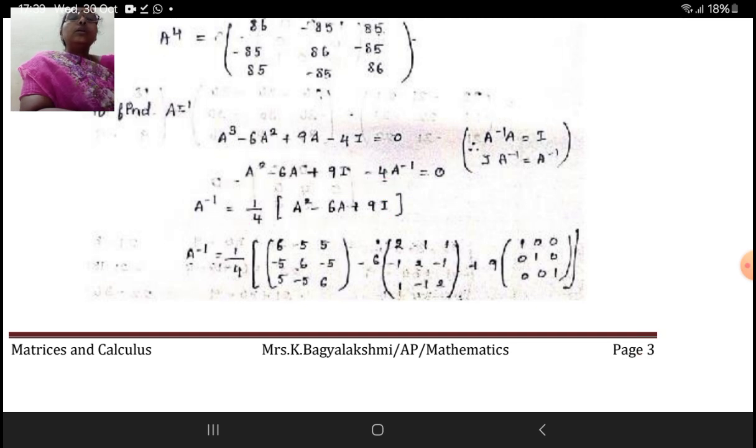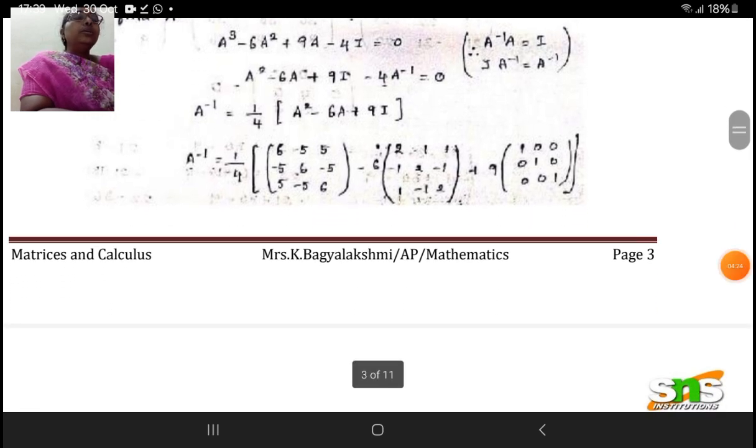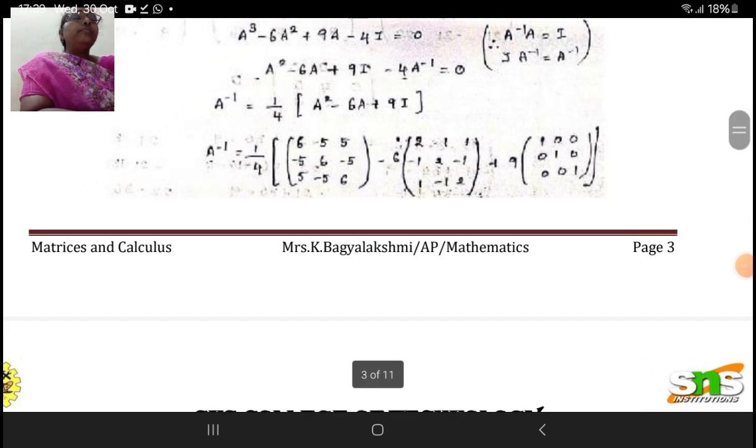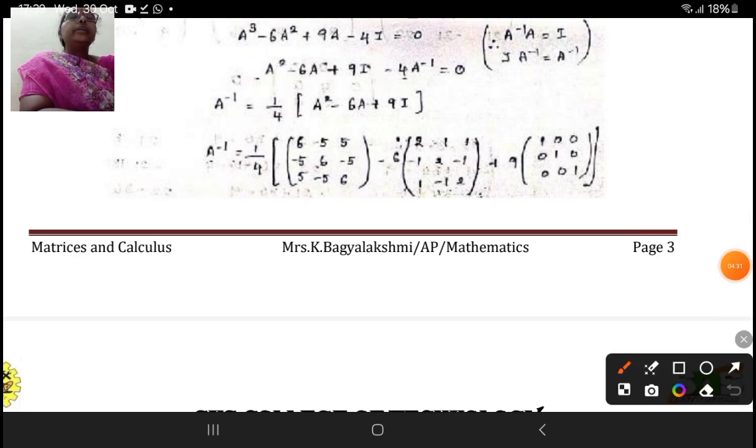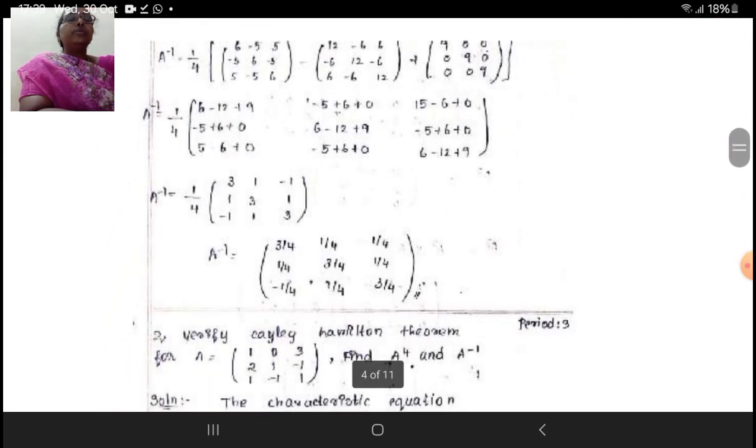As usual, what we did before, the same thing we are doing: matrix addition and subtraction only. The A square value we already know, so we substitute that value here, the A squared value, the A value, and then the identity matrix. All the values we substitute here. Take the scalars into the matrices and multiply, and then again you will get values for matrix addition and subtraction. With this we easily get the answer for this matrix.